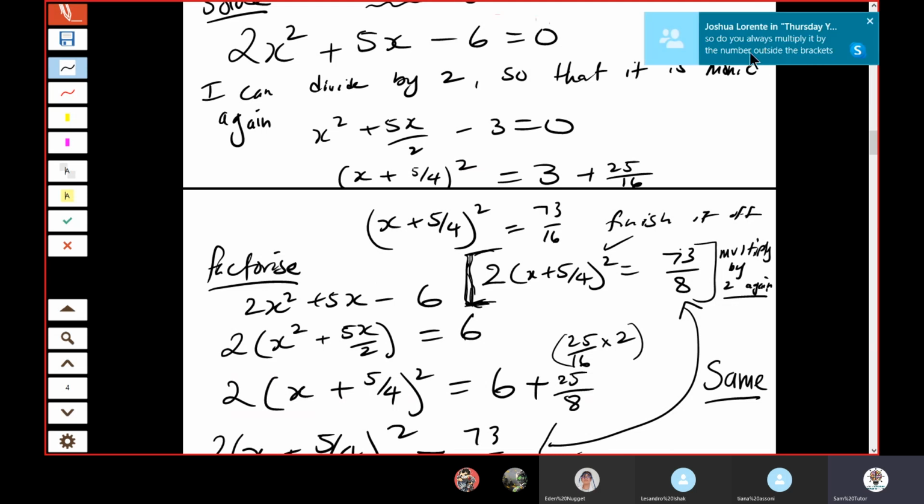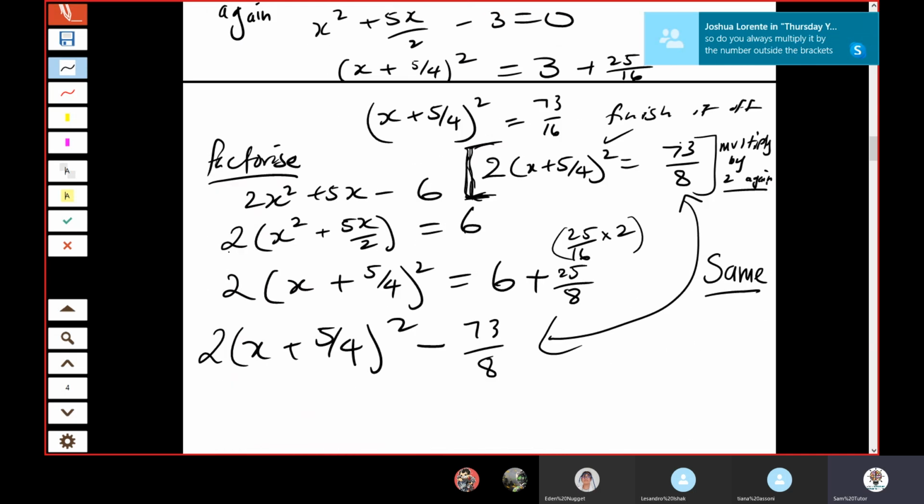So do you always multiply it by the number outside the brackets? Yeah. If you factorized, yes, absolutely, has to. Because you got to think of what's happening. What you're doing is factorizing. The opposite of factorizing is expanding. So if you expanded this, don't you have a times 2 still? So the right-hand side, you need to also multiply it by 2. You got to balance it. And that's what you're doing, technically.